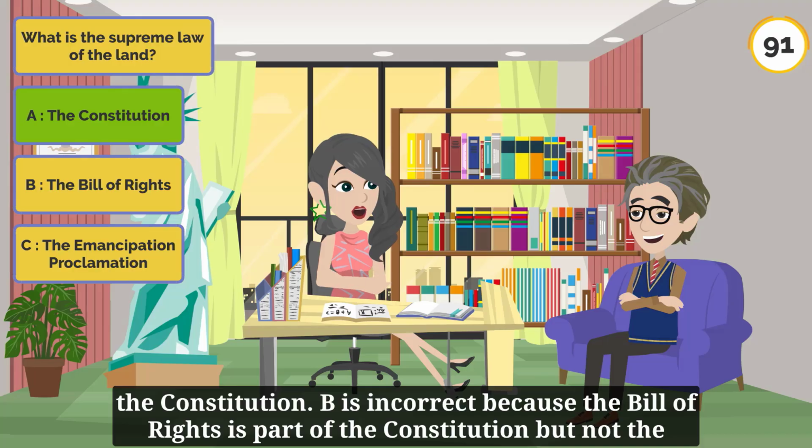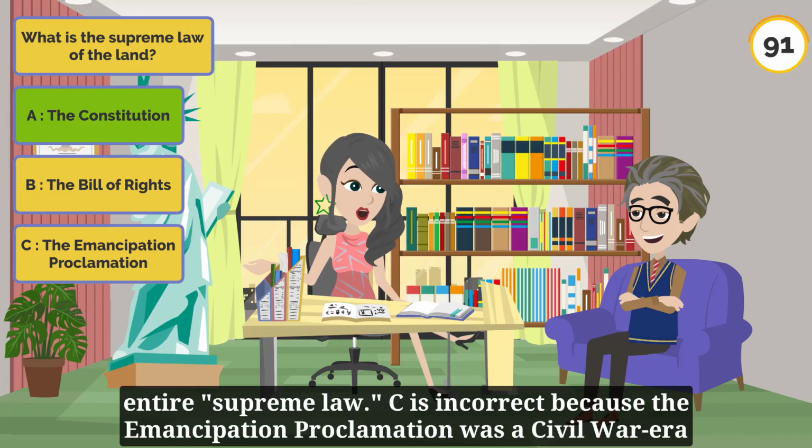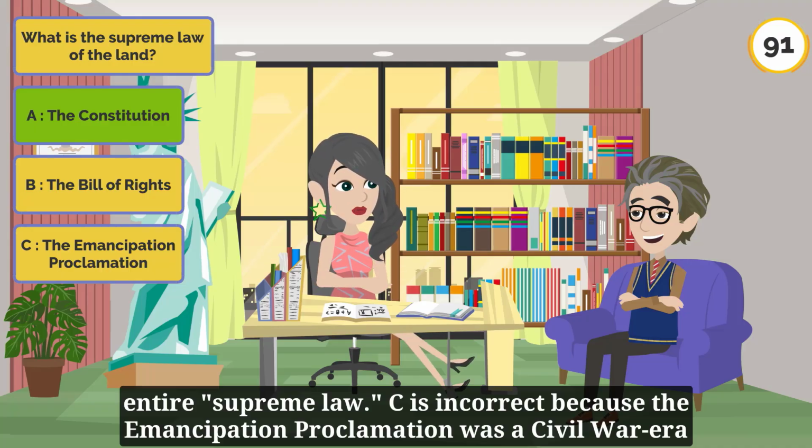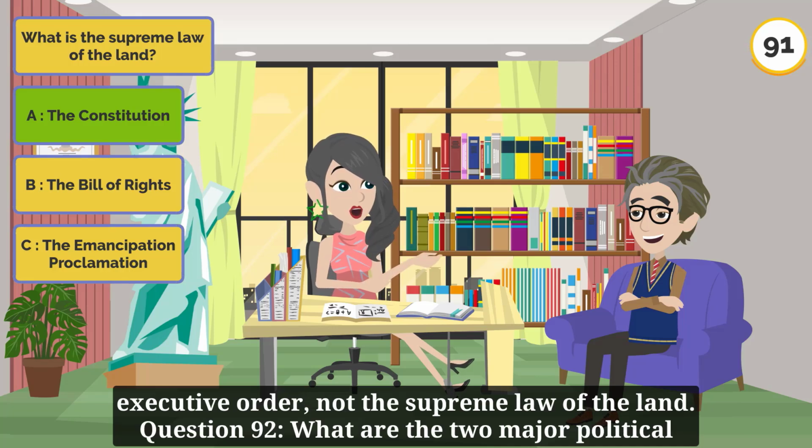B is incorrect because the Bill of Rights is part of the Constitution, but not the entire supreme law. C is incorrect because the Emancipation Proclamation was a Civil War-era executive order, not the supreme law of the land.